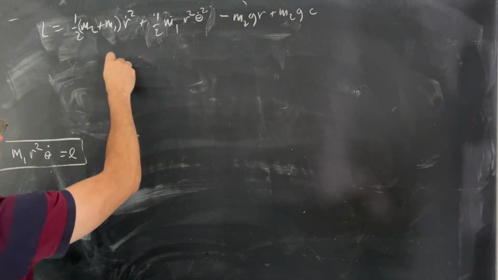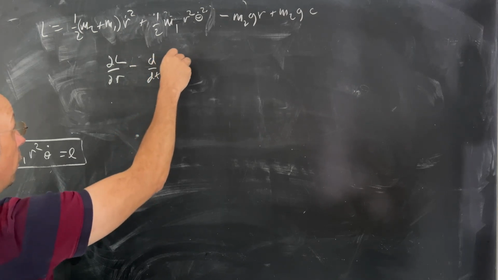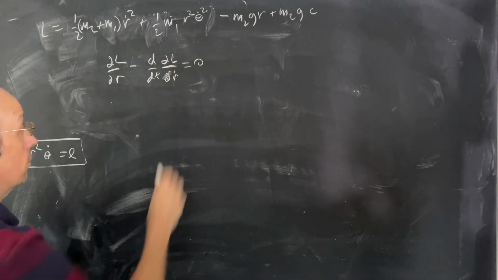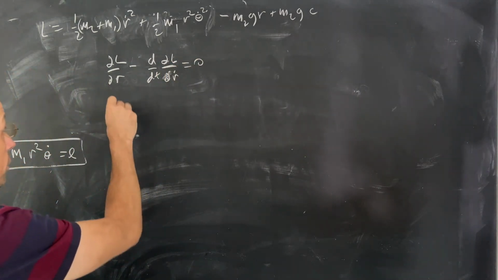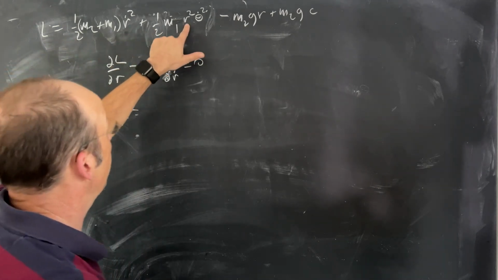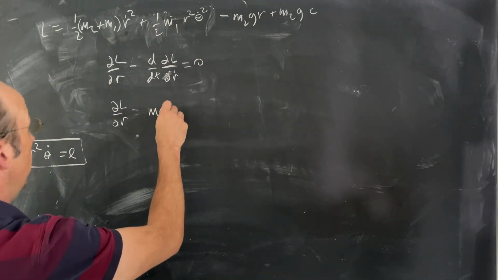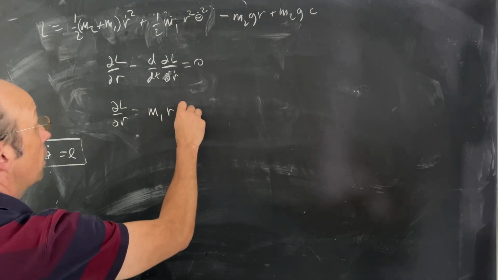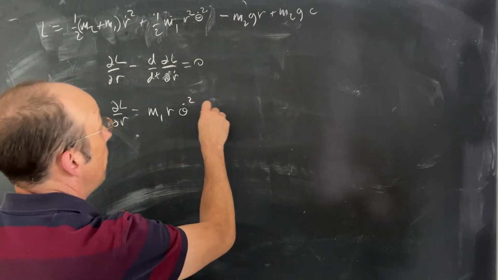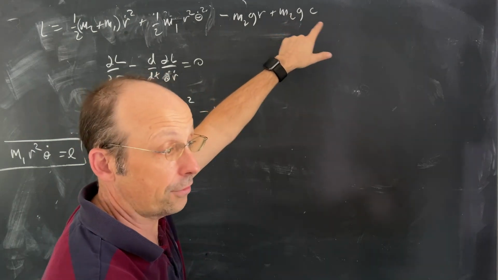So the partial of L with respect to r minus the time derivative of the partial of L with respect to r dot is equal to 0. So let's just do this part first. The partial of L with respect to r. Scanning. That's an r dot, doesn't count. There's an r, so let's take the partial of that with respect to r. What's the power rule? So I get m1 r theta dot squared. Okay, looking for more r's. There's an r. So I get minus m2 g. And that term's just constant, so there's no derivatives there.